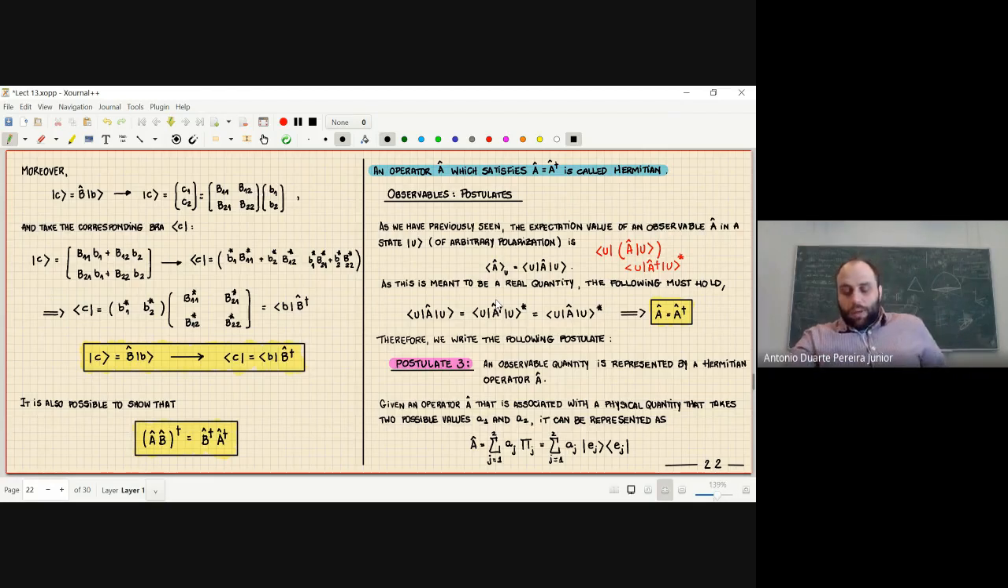Okay? So first, to be consistent, this must have a hat. But now you see that if I assume that A dagger is equal to A, in other words, if I assume that the operator is Hermitian, then I can just remove the dagger here, right? Because A is equal to A dagger. So I remove the dagger and I get to this conclusion. Okay?